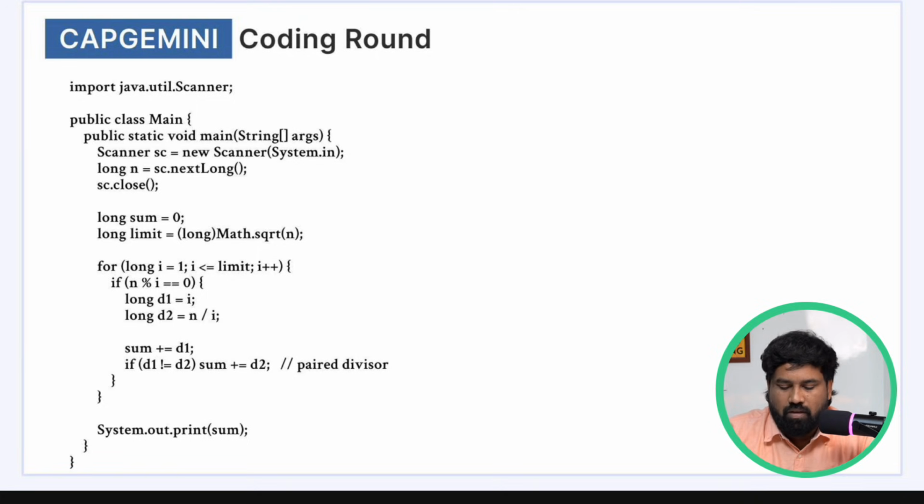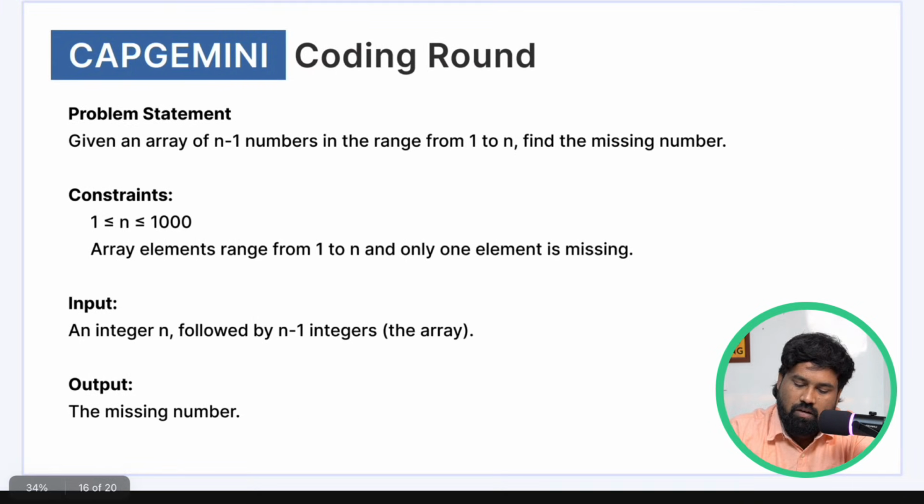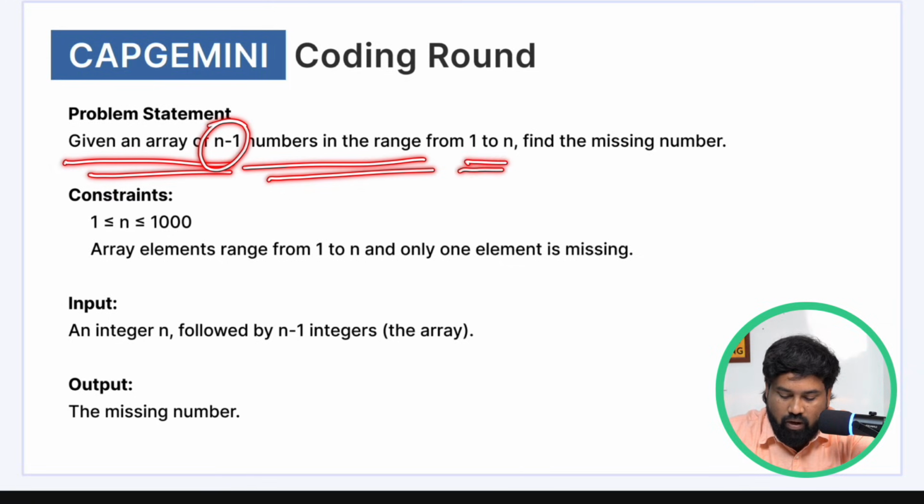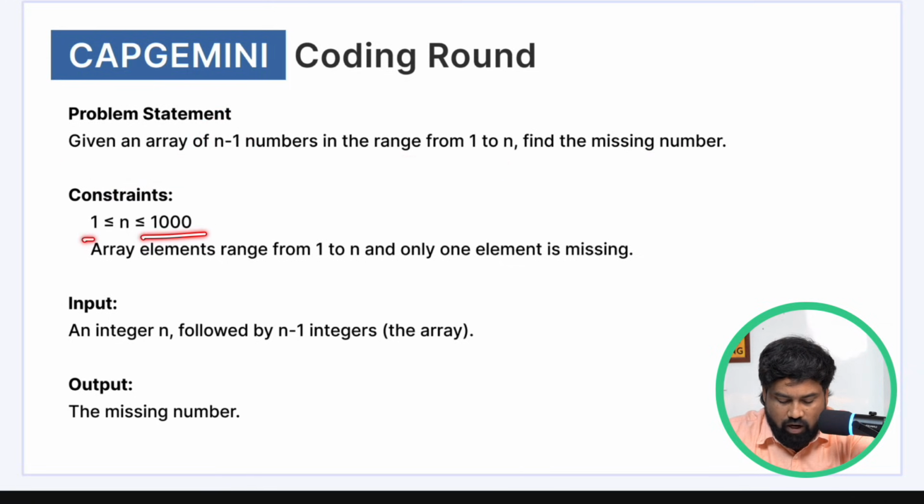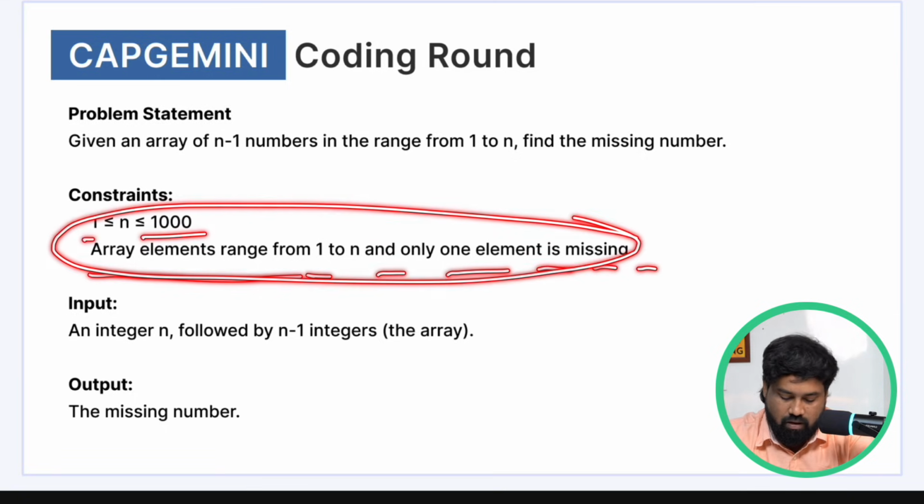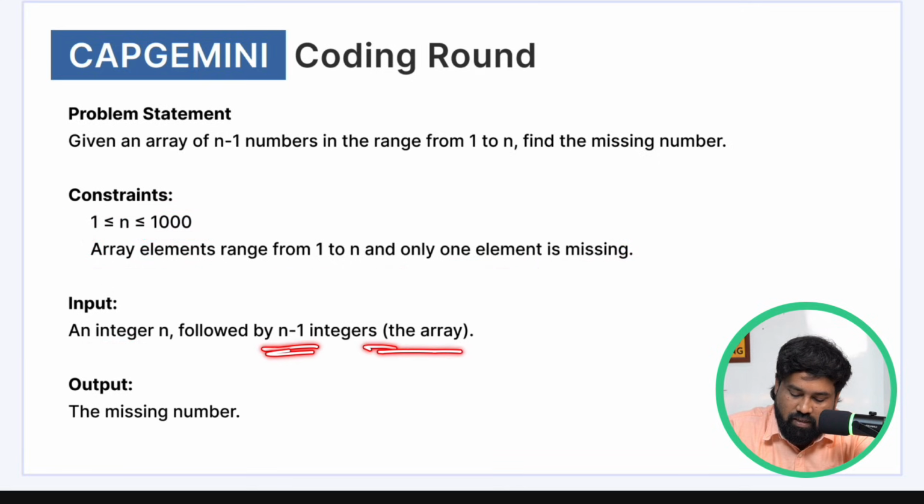It's better. Next. The problem statement they have given is: given an array of n minus 1 numbers in the range 1 to n, find the missing number. The n value is 1 to 1000. Array elements range from 1 to n, and only one element is missing. Input is an integer n followed by n minus 1 integers in the array. The missing number we have to find.